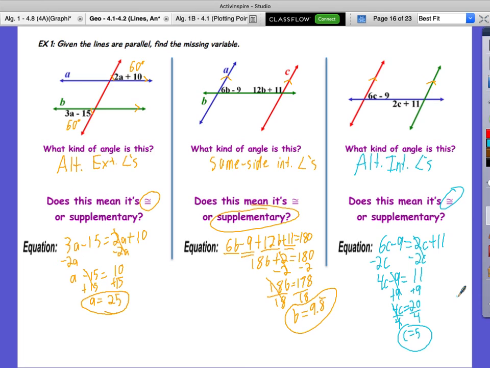Because that might not tell you if you set up your equation correctly, but it'll tell you if you solved the equation correctly. So it'll tell you if you made an algebra mistake or not. Okay? Questions on that?